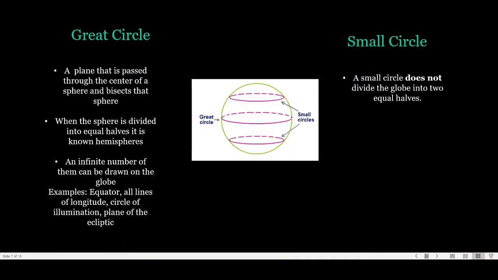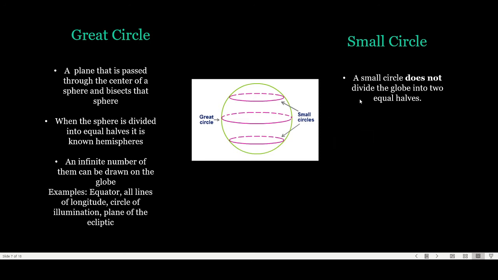Another concept that you'll be learning is the great circle and the small circle. A great circle is a plane that is passed through the center of a sphere and bisects that sphere. When the sphere is divided into equal halves, they are known as hemispheres. Examples of great circles would be the equator, because it cuts the Earth exactly in the center, and all lines of longitude. So when you combine the prime meridian with the international date line, that is a great circle, and also the circle of illumination and the plane of the ecliptic.